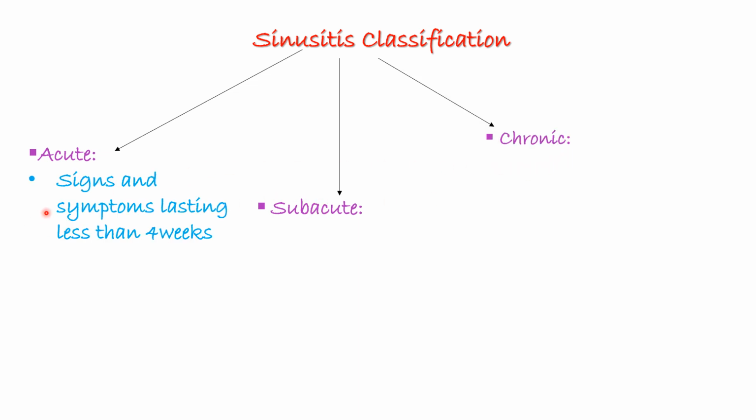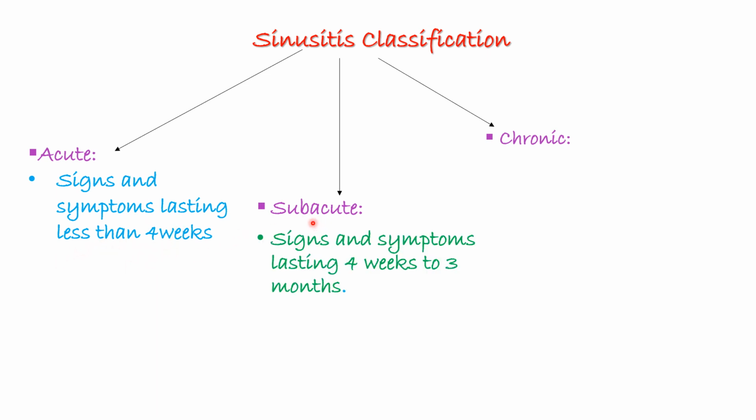In acute, just from the name, this is when you have signs and symptoms lasting less than 4 weeks, or less than a month. In subacute, this is when you have signs and symptoms lasting 4 weeks to 3 months, so 1 month to 3 months. In chronic sinusitis, this is when you have signs and symptoms lasting more than 3 months. So I hope you are good with that.